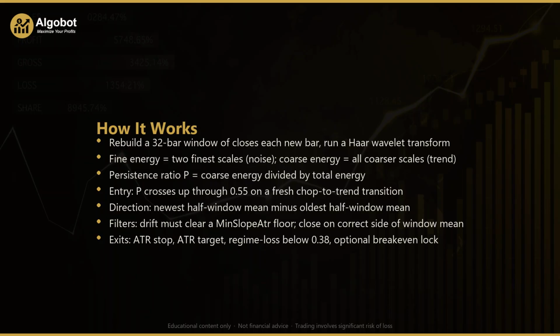When all of that lines up, the strategy opens a single position. It brackets every trade with an ATR-based stop and an ATR-based target, 2 ATR for the stop and 3.5 ATR for the target by default. On top of that bracket, there's a regime loss exit. The moment the persistence ratio falls back below the exit ratio of 0.38, the position is closed because the coarse structure has dissolved. An optional break-even lock can move the stop to the entry price once the trade advances by 1 ATR. Those three layers work together to keep drawdown contained.